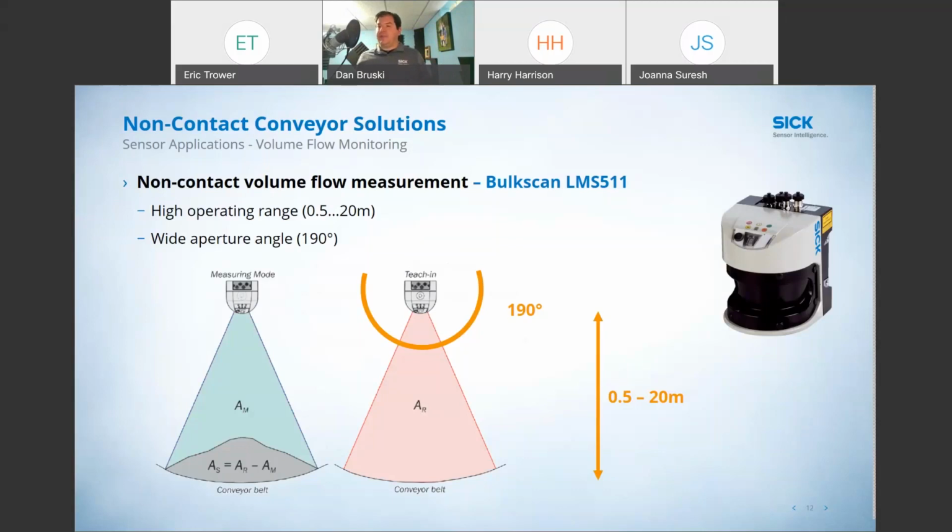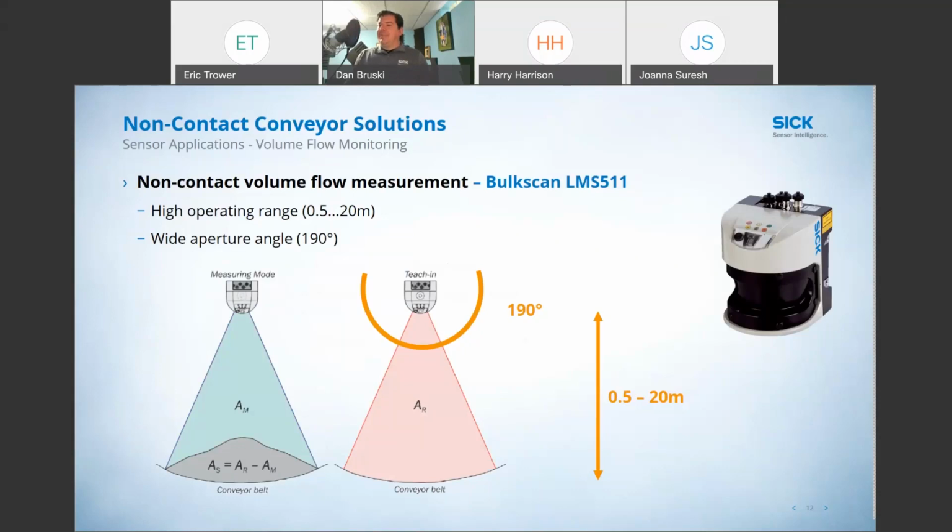In fact, the bulk scan does not even need to be mounted directly above the conveyor due to this high variability in range and scanning angle. So you want to compare this with the limitations of traditional weigh scales or nuclear devices, and you can see the flexibility and advantage of an optical device, being able to mount it anywhere you want it to be.